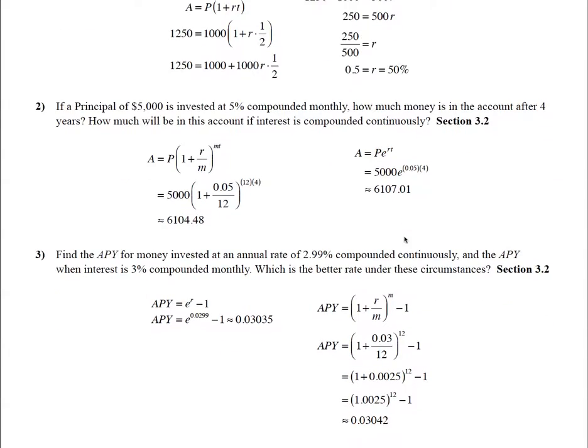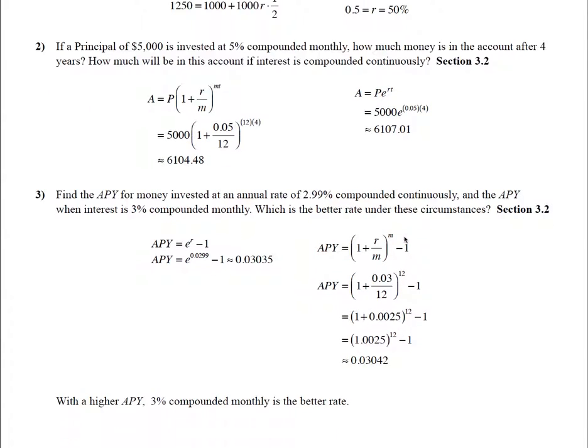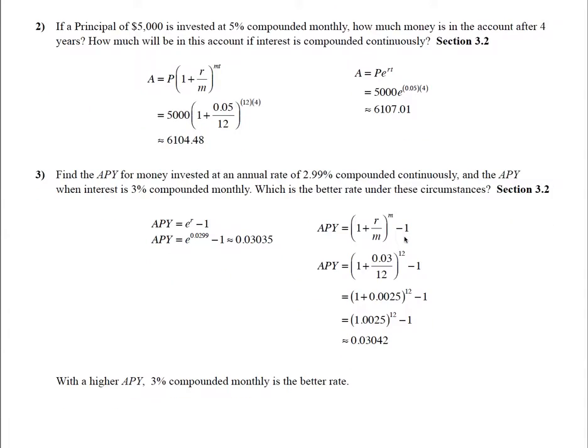Now, number 2 is a compounding interest problem, and we're compounding periodically, and those periods are months, so we're compounding monthly. And we'll use this formula, A equals P times the quantity 1 plus R over M, and that quantity is raised to M times T. Remember, M is the number of compounding periods per year.